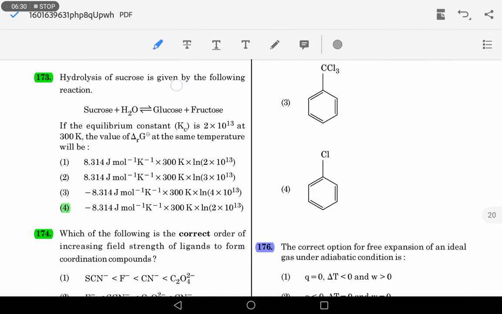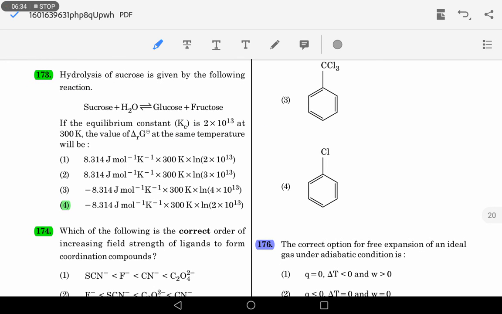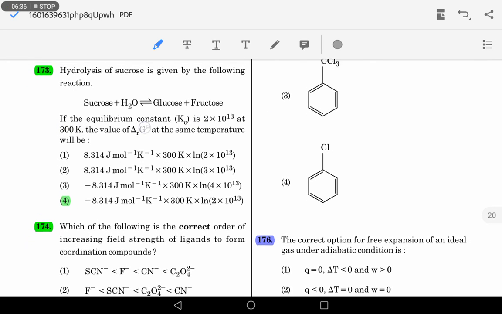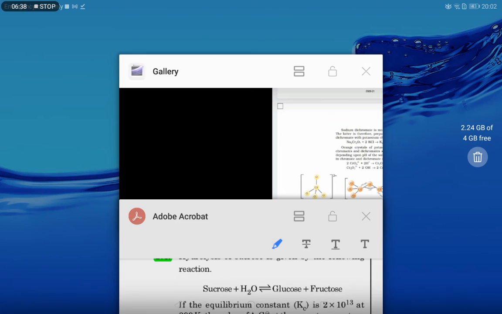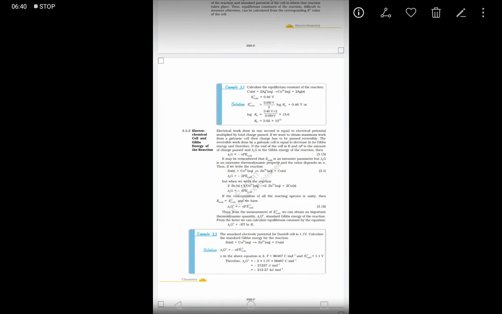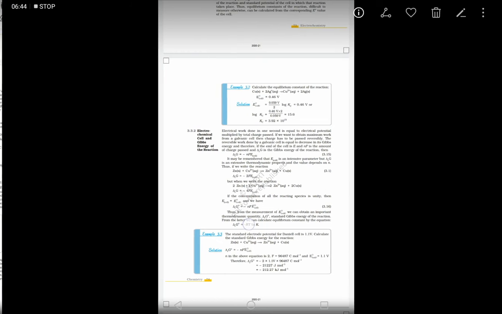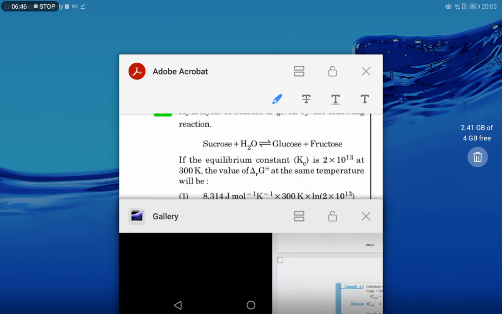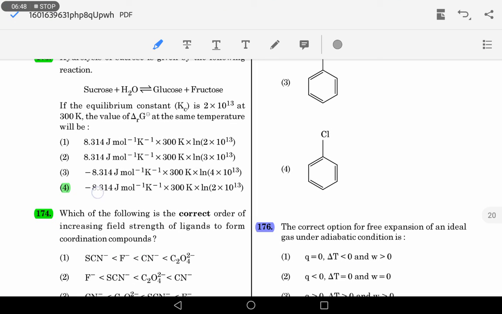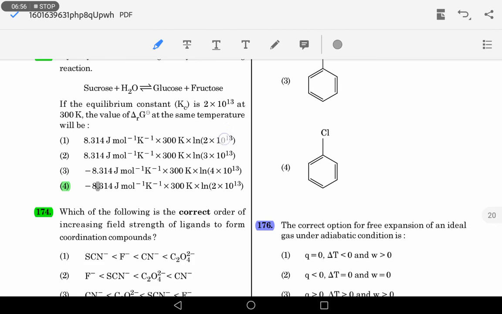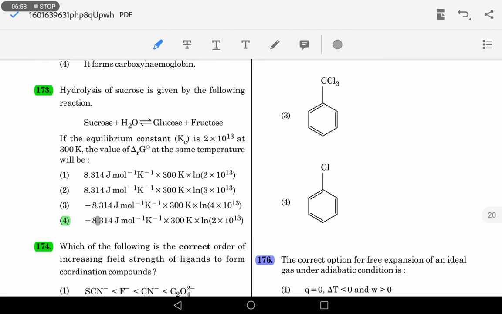Hydrolysis of sucrose is given by the following reaction. Equilibrium constant given, temperature given, the value of delta rG at the same temperature. So direct formula, we know that delta rG not equal to minus RT ln K. The value of R is 8.314 joule per mole Kelvin multiplied by temperature into ln Kc, and that's the answer, direct one.